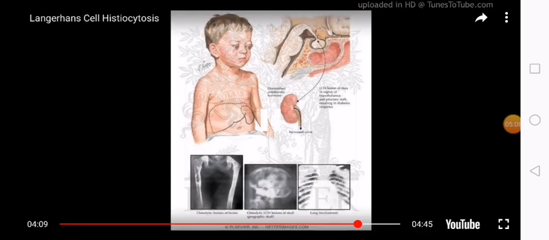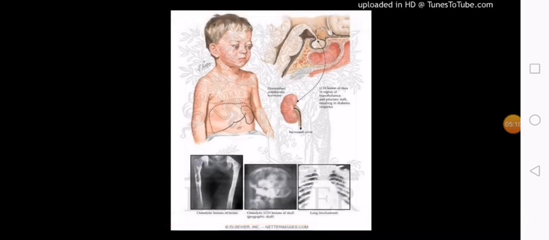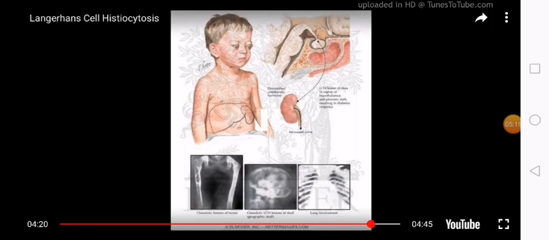LCH may involve a single organ, single-system LCH, which may be a single site, unifocal, or involve multiple sites, multifocal, or LCH may involve multiple organs, multi-system LCH.